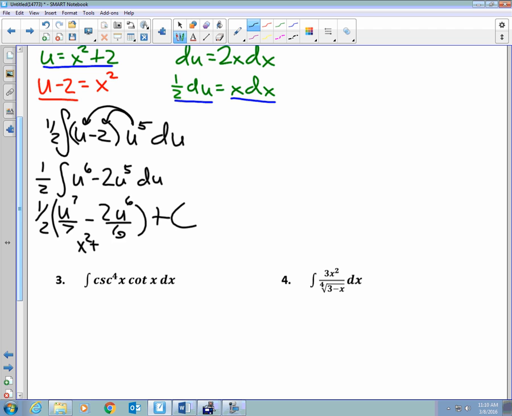x squared plus 2 to the 7th over 14 minus, the 2's cancel, so I get x squared plus 2 to the 6th over 6 plus a constant. A little trickier, huh?